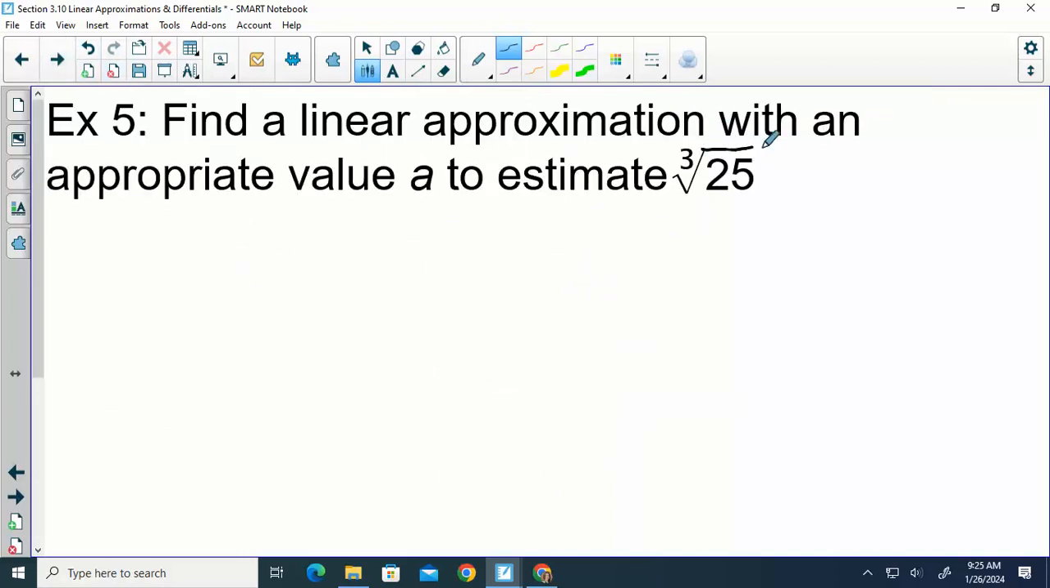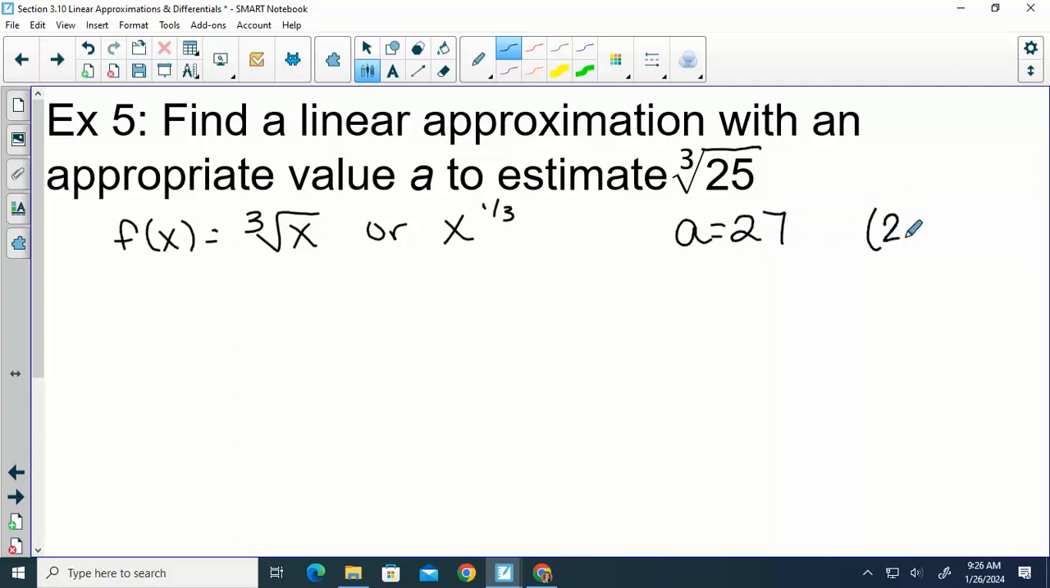I want to estimate the cube root of 25. So what would be my function? Cube root of x or x to the 1/3. Okay, what is our a value going to be? What's something we can do the cube root of that's close to 25? Yeah, 3 to the 3rd is 27. So we could put in a 27, and if you plug that in, the cube root of 27 is 3. So we have a point.